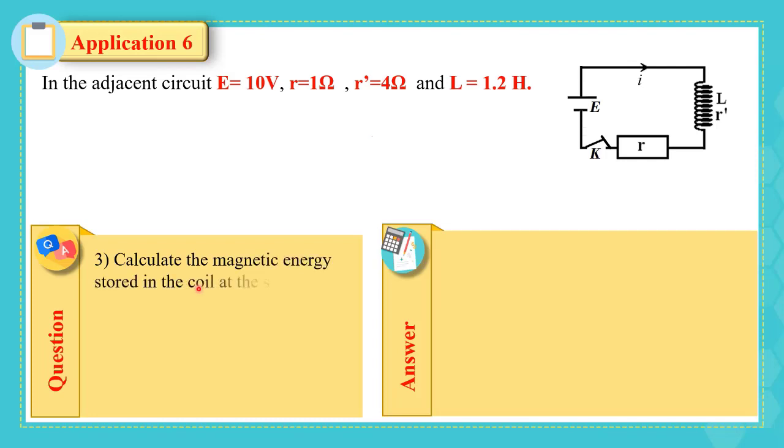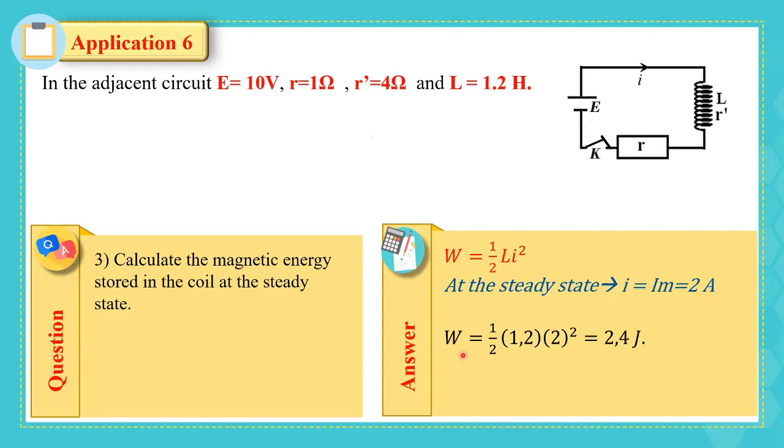Now calculate the magnetic energy stored in the coil at the steady state. As we know, the magnetic energy stored in the coil is equal to half L i squared. At the steady state, I equals I maximum equals 2 ampere, so the energy will be equal to half times L, which is equal to 1.2, times I maximum 2 squared, equals 2.4 joule.